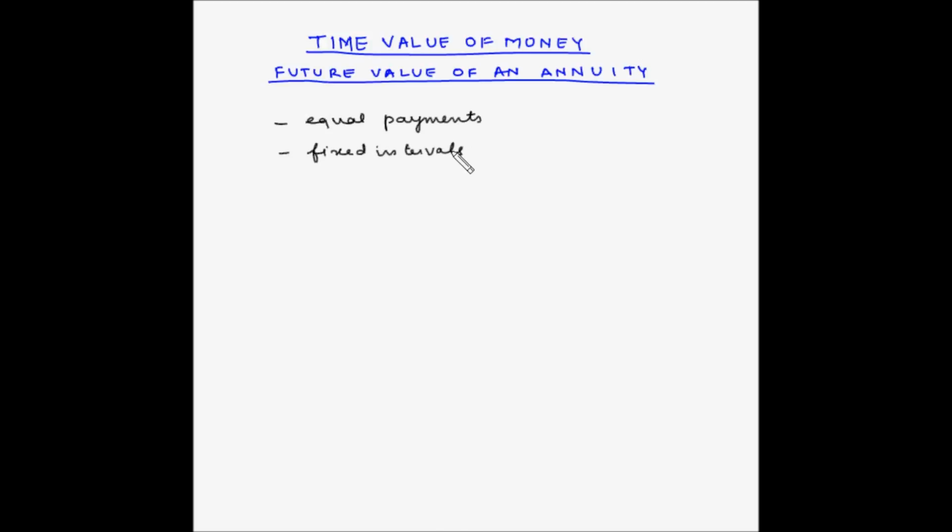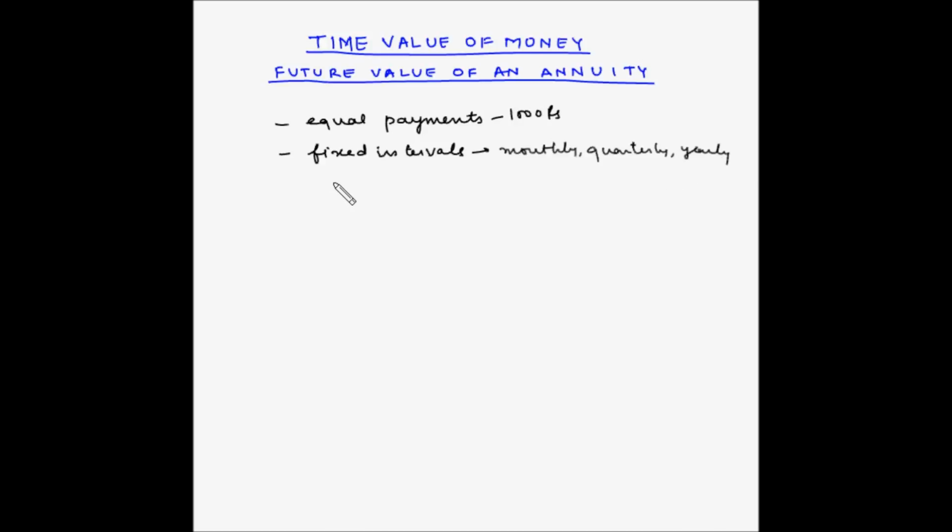So let's say you are making a payment of 1,000 rupees every time. So equal payment, so the installment is 1,000 rupees, and you are making this payment at fixed intervals. So you can say that this could be monthly, quarterly, yearly, etc.